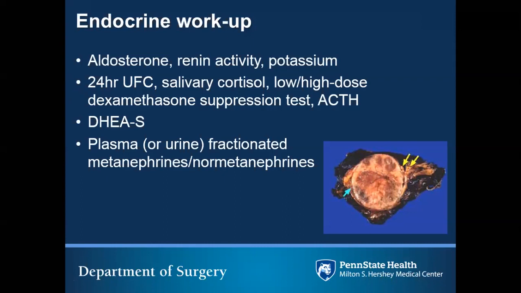As far as the reticularis, the androgen-producing layer, you want to check a dehydroepiandrosterone sulfate. That's the most specific form and is measurable. And then again, there are a number of different ways to test for pheochromocytoma. I personally use plasma fractionated metanephrines and normetanephrines versus any other plasma or blood catecholamine screen, and versus even urine catecholamine or VMA or metanephrine screens.